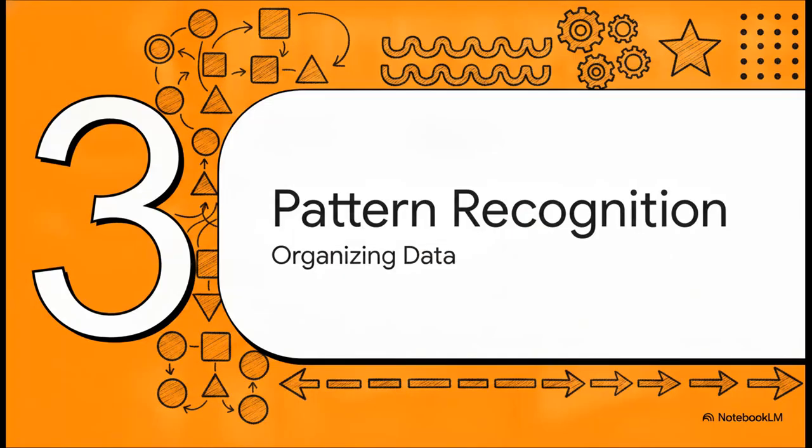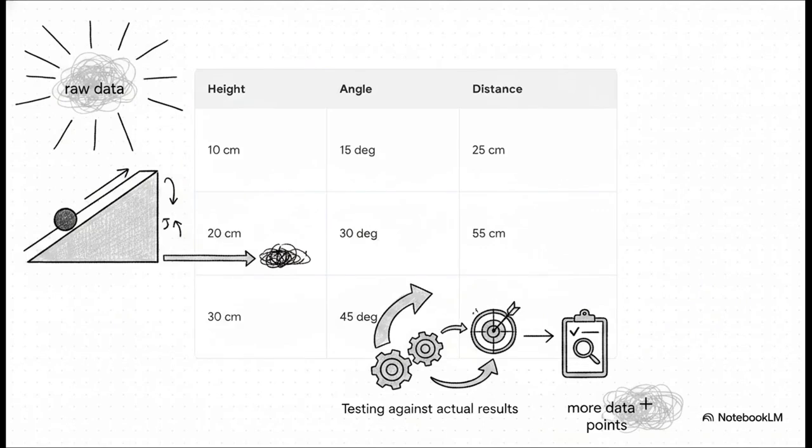Now for Section 3, data and pattern recognition. Once we've broken our big problem down into manageable chunks, we need to start organizing the information we have so we can spot clear relationships. It's honestly amazing to watch how raw data gets transformed into something genuinely useful.